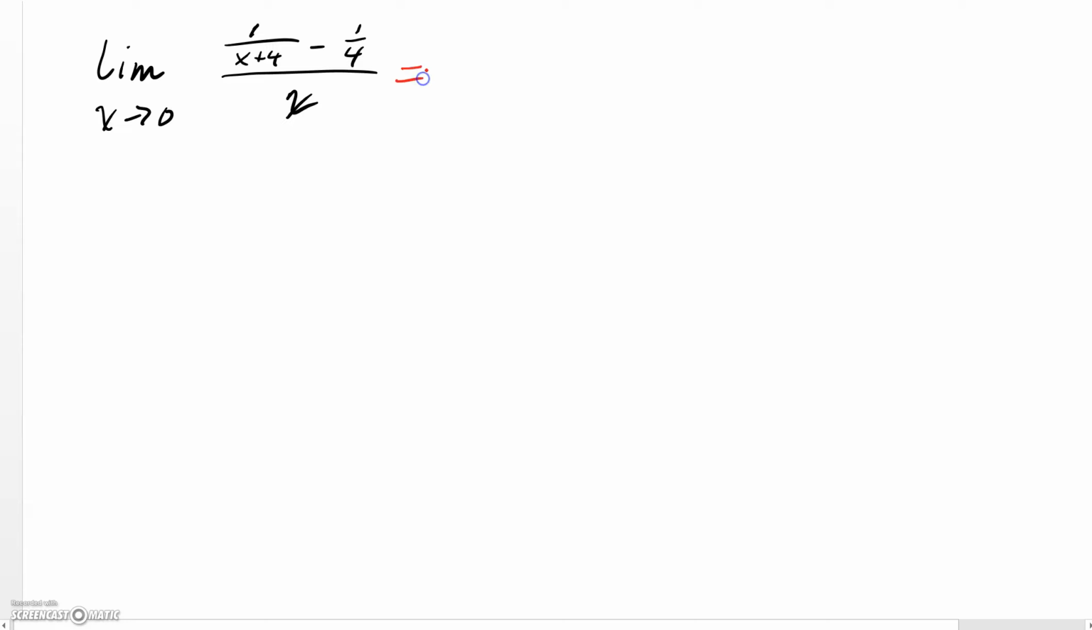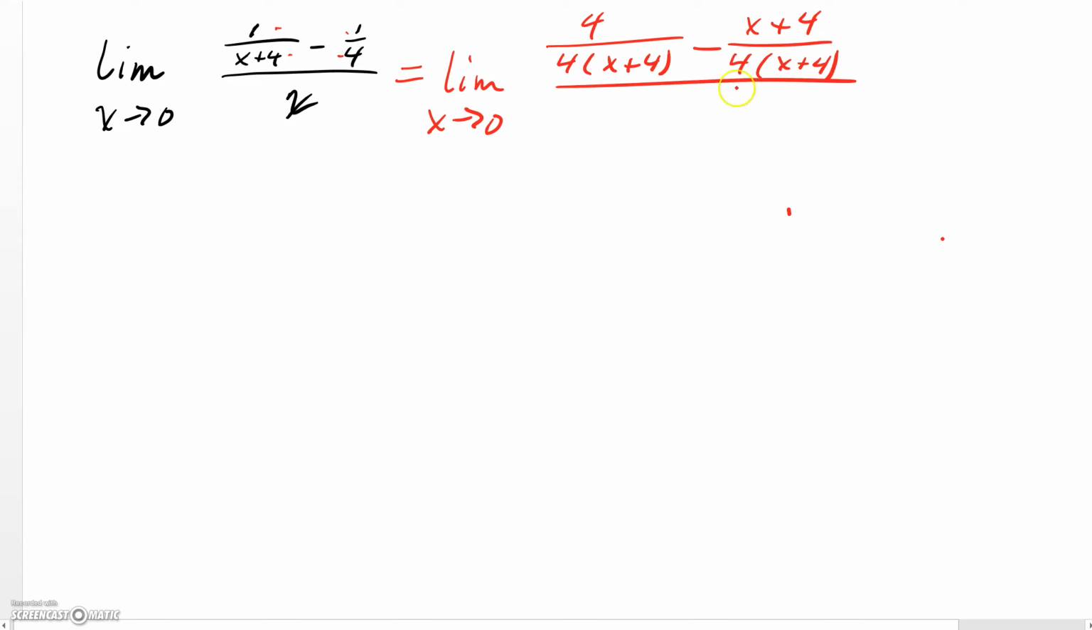I say the following. This is the limit as x goes to 0 of 4, because I did 4 times 1, divided by 4 times x plus 4. And you can see right away that that's the common denominator for the two fractions in the top, minus, and then I have to bring this x plus 4 and multiply by the 1, so there's an x plus 4 in that numerator, and the common denominator again is 4 times x plus 4. It's all divided by x, like that.